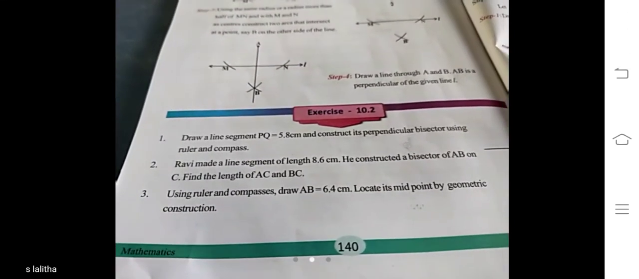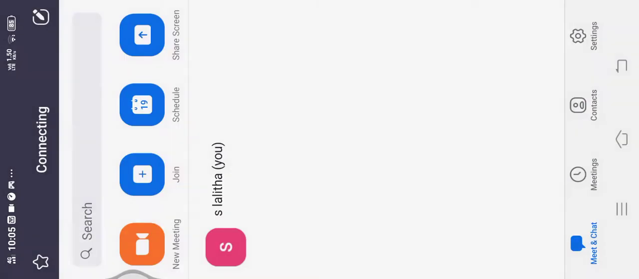So what is given, third question? Using ruler and compasses, draw AB equal to 6.4 centimeters. Locate its midpoint by geometric construction. So using ruler and compass, you have to draw a line segment.